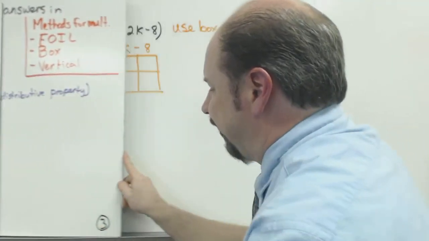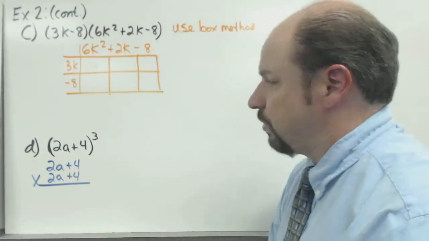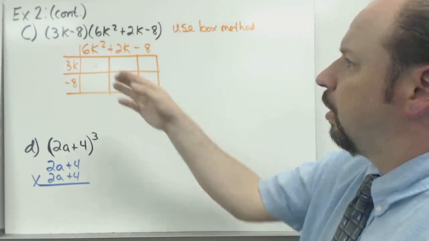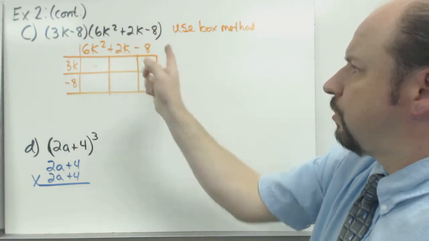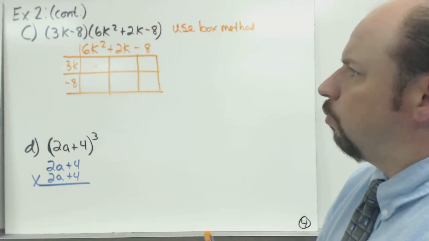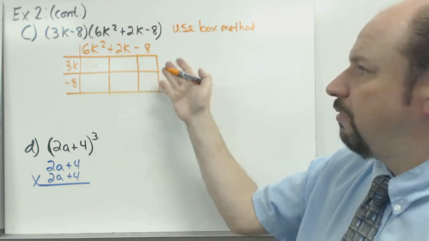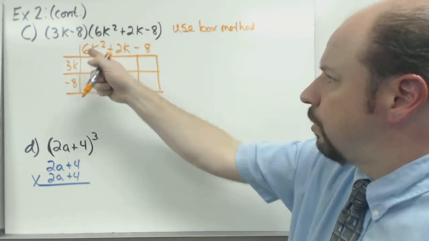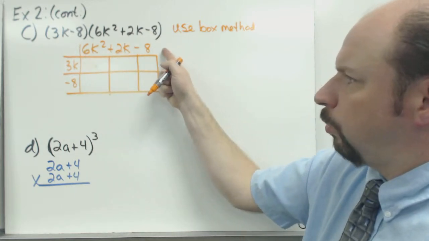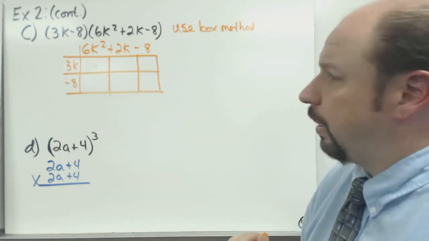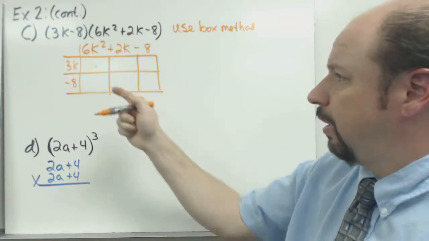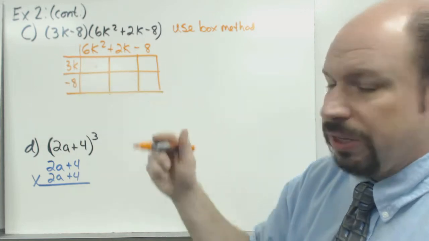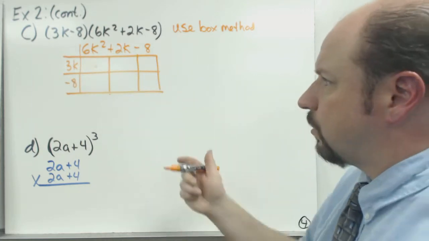We'll also look at an example here. We're going to use the box method on this one. So 3k minus 8 times 6k squared plus 2k minus 8. Once again, I've already set up the box. So just write your bigger polynomial up here and then the shorter one down here. And now we're just going to multiply each box. Basically, in essence, what we're doing is finding the area of each of those boxes.